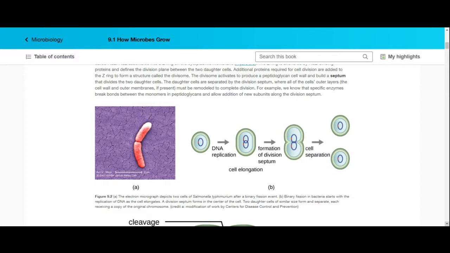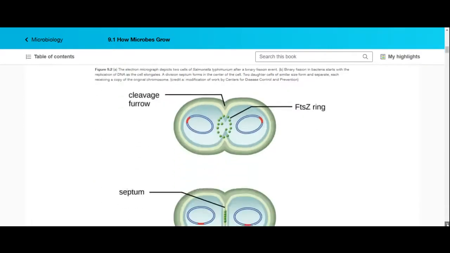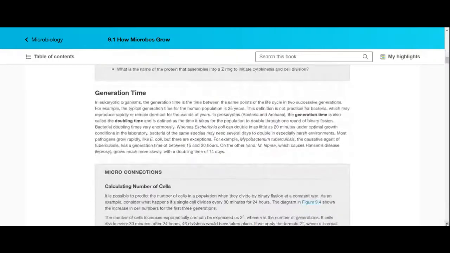Now, these are clones of one another, meaning they're the exact same cell. They have the exact same genetic material. And so these cells then are going to be able to divide. And the dividing time depends upon the species. So how long this process takes is going to be dependent upon the different species of bacteria. And that is called the generation time, or the doubling time.